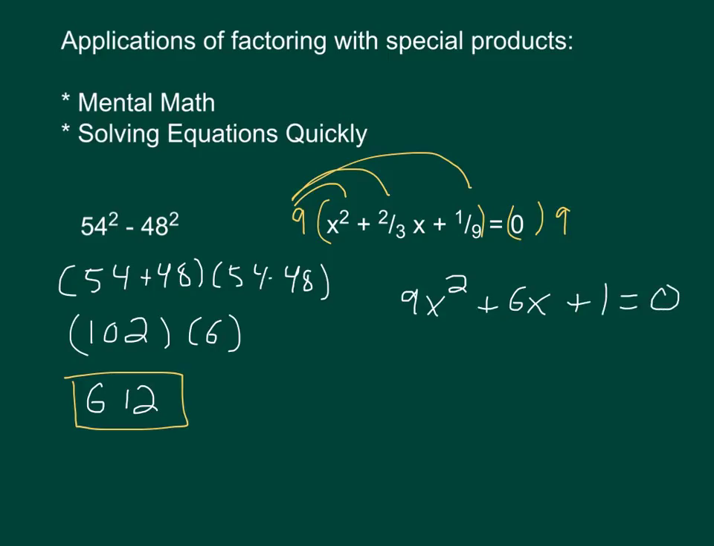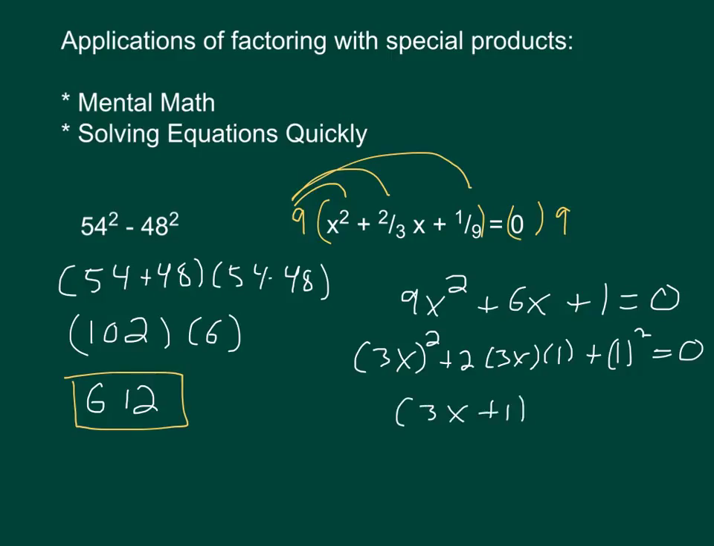Now I see that I would have to factor this. But I check first and I recognize that this is actually something that can be written in the format of a perfect square trinomial. You can see that if I make my a 3x and my b 1, that I'm going to have a perfect square trinomial where I could factor this as 3x plus 1 squared equals 0.